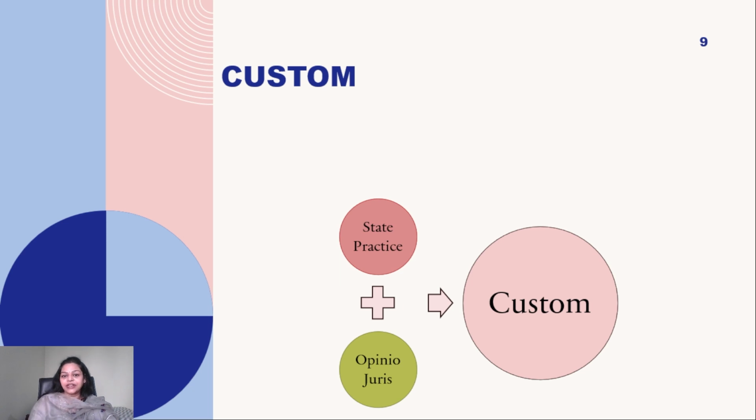So therefore, state practice is a practical element, and opinio juris is a psychological element. A state is practicing this thing, but practicing it with a sense, not as a morality, not as a courtesy, but as a sense that state B is obliged to do this because it has the force of law, or it has been accepted as law. Because opinio juris is a psychological element, it is very difficult to prove opinio juris in any court of law, right?